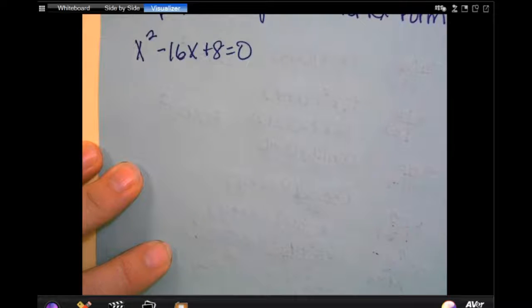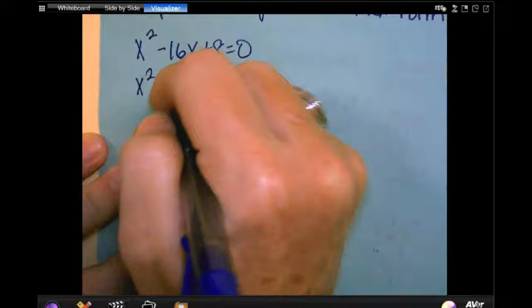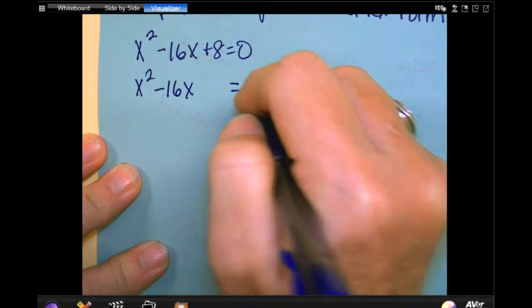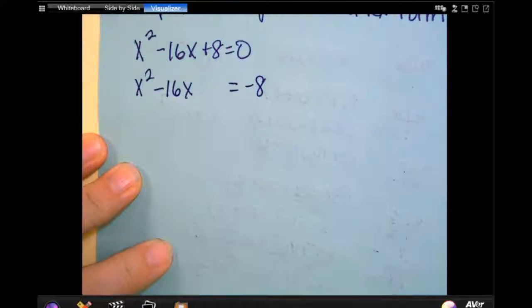The first thing I'm going to do is I want the x's to stay on one side and the numbers to go to the other. So I'm going to have x squared minus 16x, and I'm going to move the 8 to the other side.